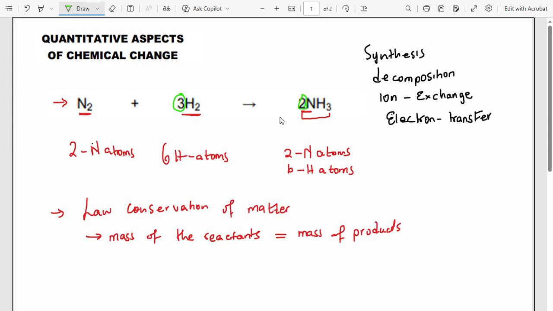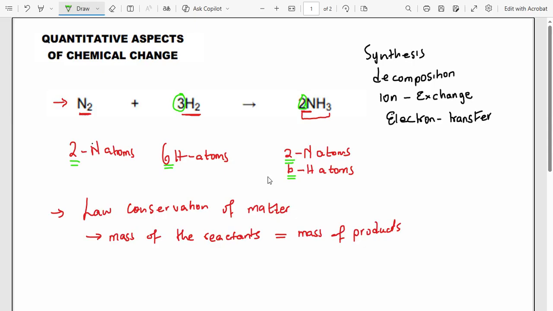Right. The quantitative aspect of chemical change starts with the law of conservation of matter. It is to make sure that if you have two nitrogen atoms on this side, you should have two nitrogen atoms on the other side. If you have six hydrogen atoms, the same applies to the other side. That's the law of conservation of matter.